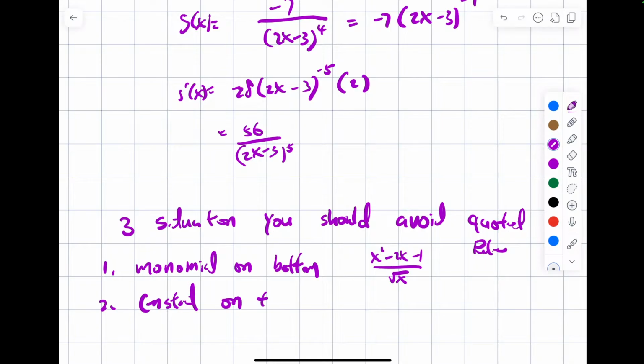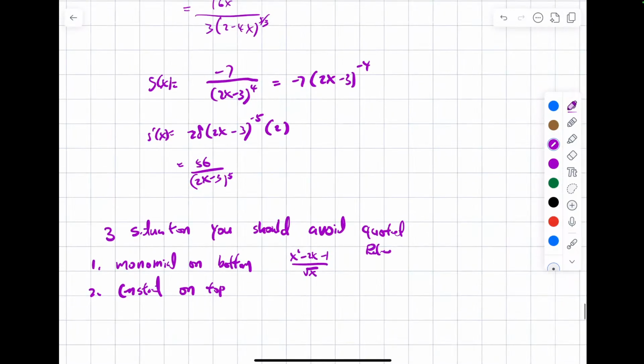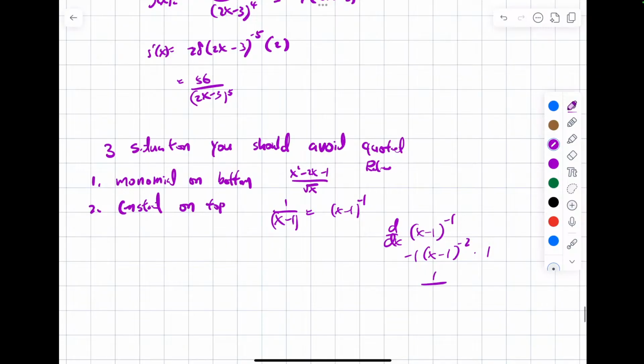So this time it's constant on the top, remember? Should you use quotient rule? No. So let's just say 1 over x minus 1. The best way is to change this to x minus 1 to the negative 1. So if I take a derivative of that, it's going to give you d/dx of x minus 1 to the negative 1. That'd be negative 1 times x minus 1 to the negative 2 times 1. So that's negative 1 over x minus 1 squared.